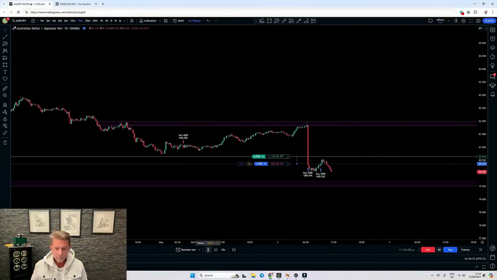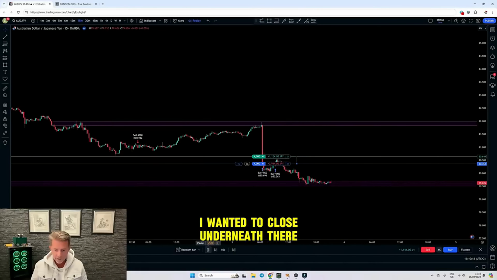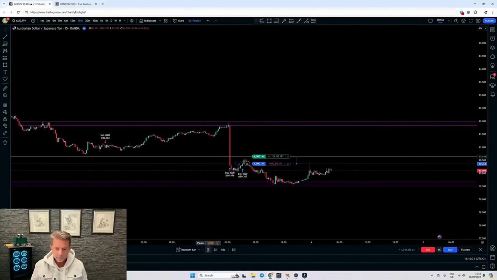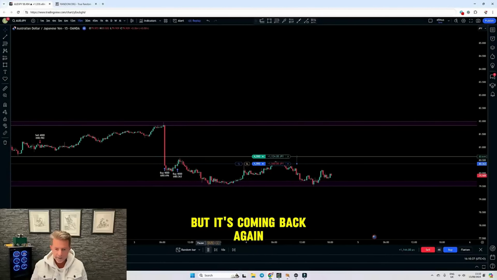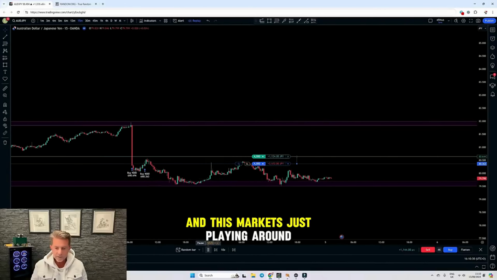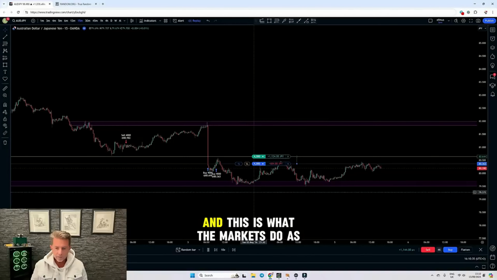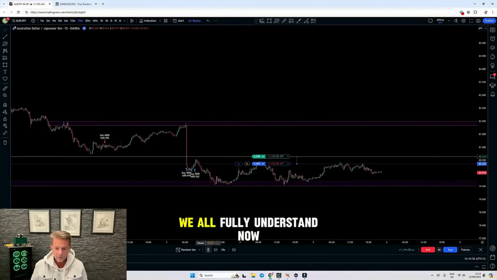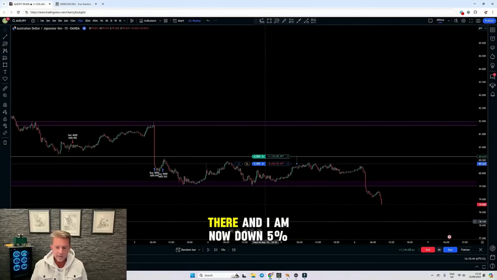Okay, so this is coming down to my area of support. I want it to close underneath there. And can you see that support area has done its job so far, but it's coming back again. And this market's just playing around with us at the moment. And this is what the markets do, as we all fully understand. Now there you go, let's just pause the market there. And I am now down 5%.